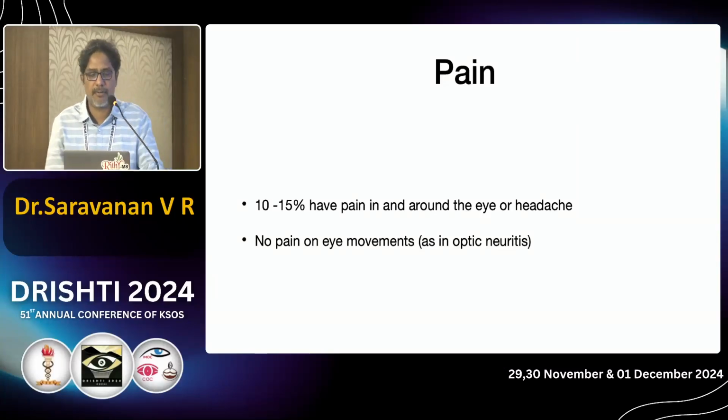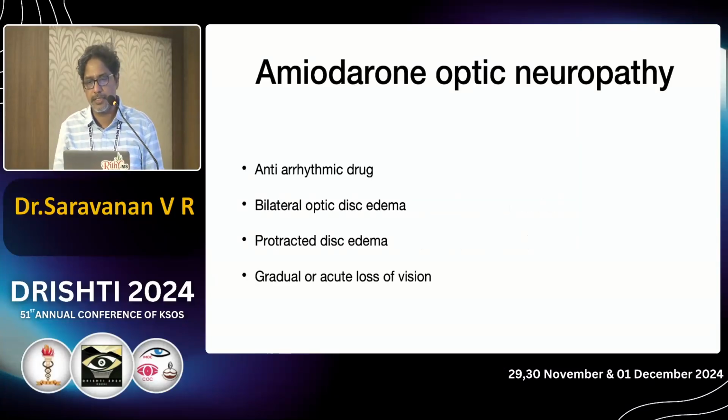So a significant number of people, around 1/4, will have some sort of pain in the eye or the head, which can be a little bit confusing with the optic neuritis diagnosis. But again, there are other factors where you can narrow it down. So one thing which can a little bit mimic NAION is amiodarone.